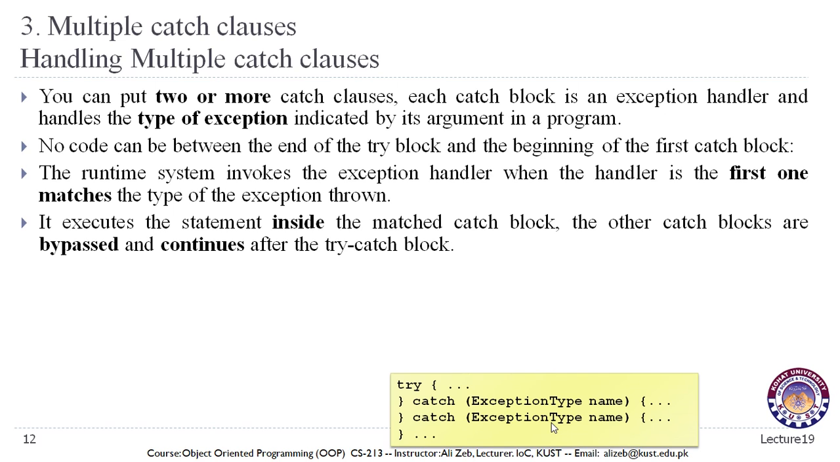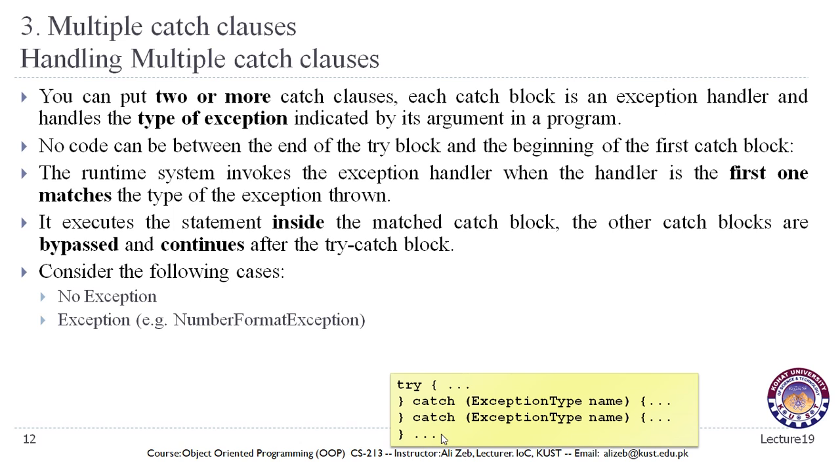It executes the statement inside the matched catch block. The other catch blocks are bypassed and it continues after the catch blocks. So for example, if you are using multiple catch blocks and the exception has been handled over here, then the following catch blocks will be ignored and bypassed, and whatever code is after the catch blocks will be executed. Consider the following cases. If there is no exception, then no catch block will be executed and we will go directly to the code following the catch blocks.